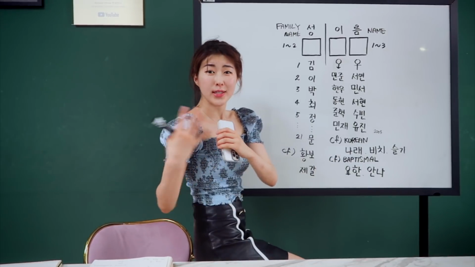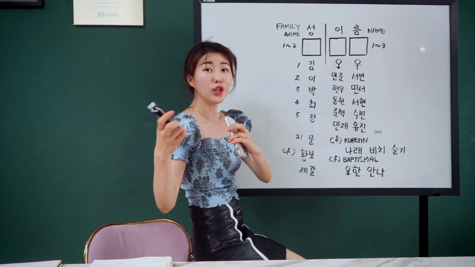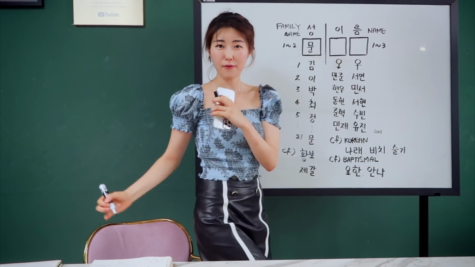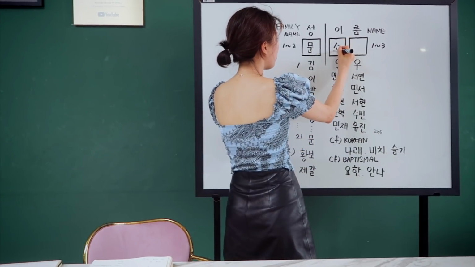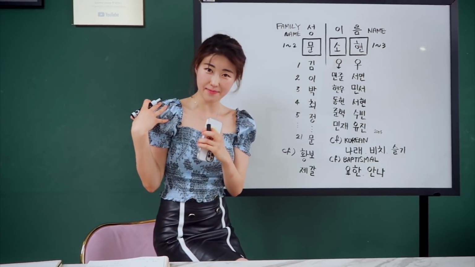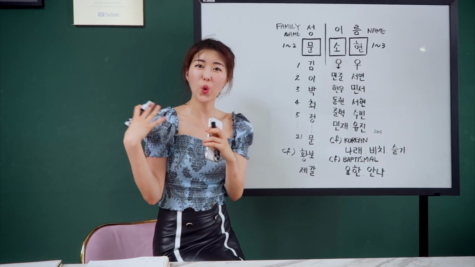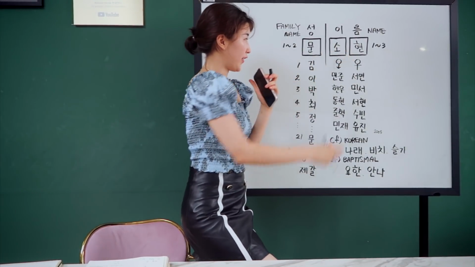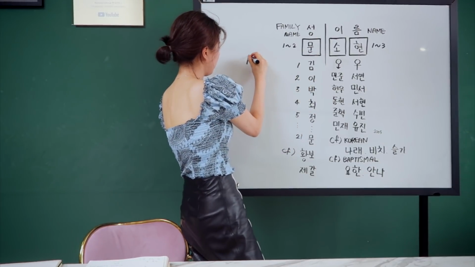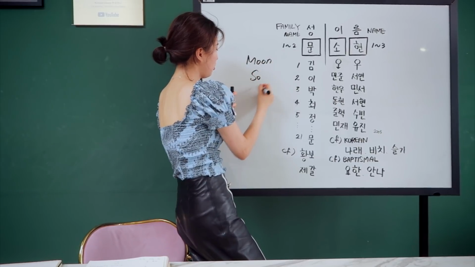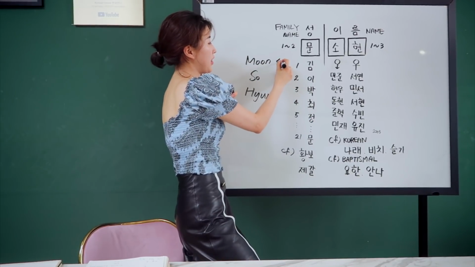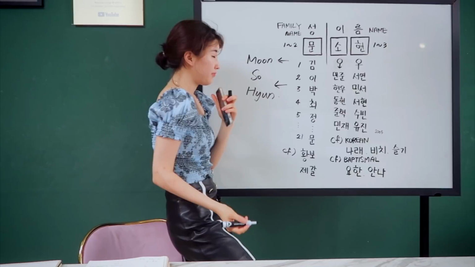For example, what's my name? My name is 문소현. 문 is my last name, family name, and Sohyun is my name. My name is Sohyun. 문소현, right? That's why our names are 3 syllables, like 문, 소, and 현. When there's 문소현, Moon is my last name and Sohyun is my name.